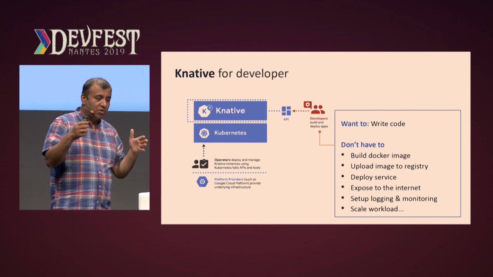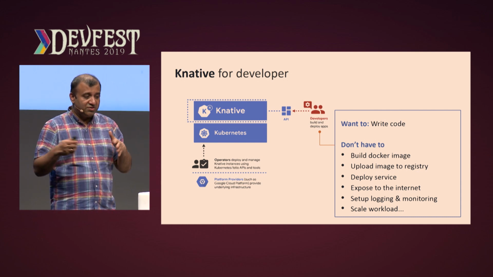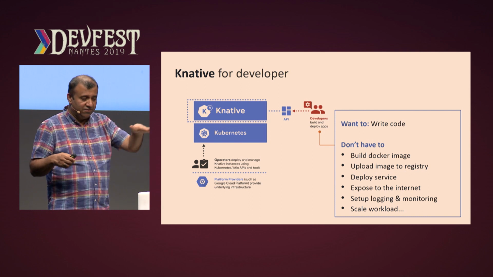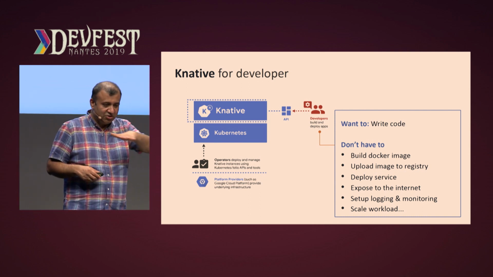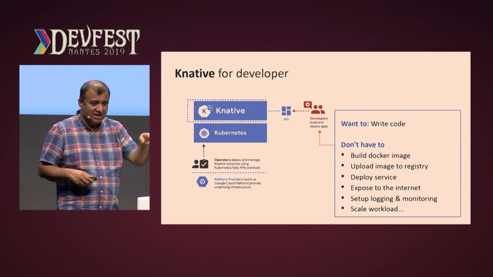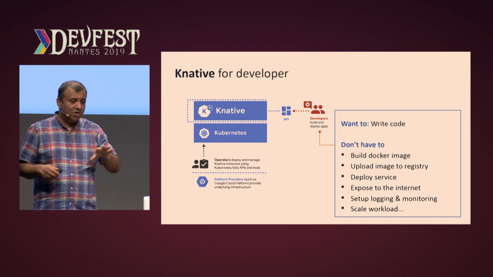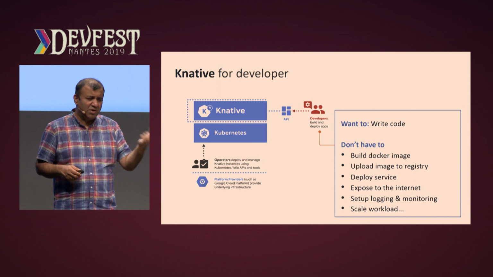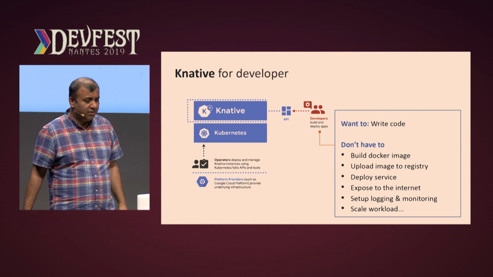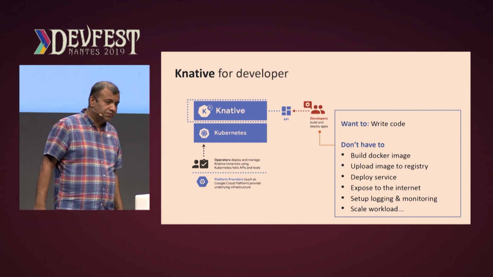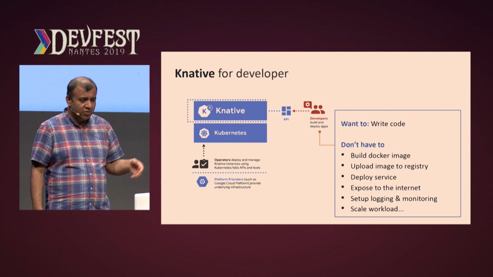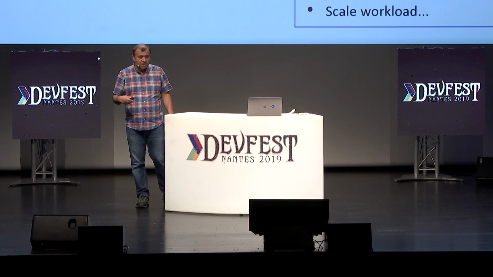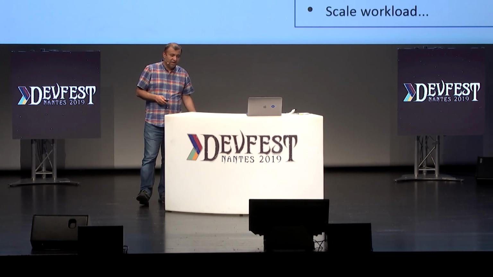You don't have to worry about all the handling of how to upload it in a registry, expose it, set up logging, etc. In fact, I'll show the Knative stack in detail, and it actually has Istio as one of the layers. So logging, monitoring, traffic routing, all this is handled by Istio, although you can swap it out for something else if you want. But anyway. And obviously, you have automatic scaling also, which is what the serving component will do, which I'll also talk about. So that's the developer view of Knative.